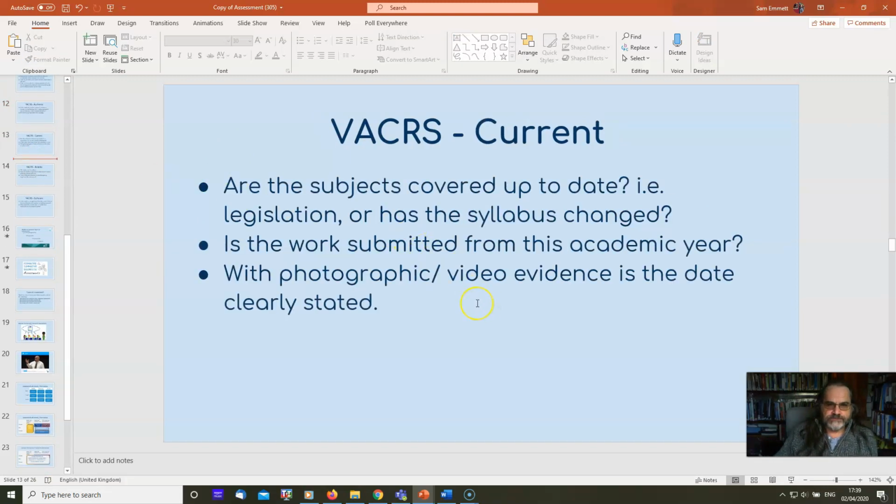Needs to be current. So are the subjects covered up to date? Has the legislation or the syllabus changed? Is the work submitted from this academic year? And if there's photographic evidence, that is dated and that date is clearly stated. We just make sure that it is current.